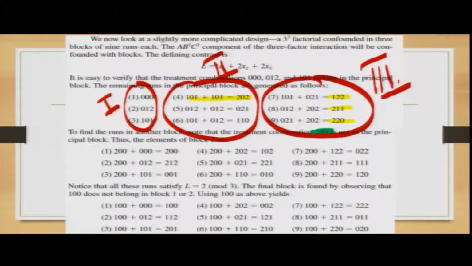So, let me continue reading it. To find the runs in another block, note that the treatment combination of 200 is not in the principal block. Thus, the elements of block 2 would now correspond to the values 200, 212. So, I am reading the numbers to denote the level of importance of ABC: 200, 212, 001, 102, 221, 010, 022, 111 and 120. Notice that all these runs are mod 3, hence the final block is found by observing that 100 does not belong to block 1 or 2.